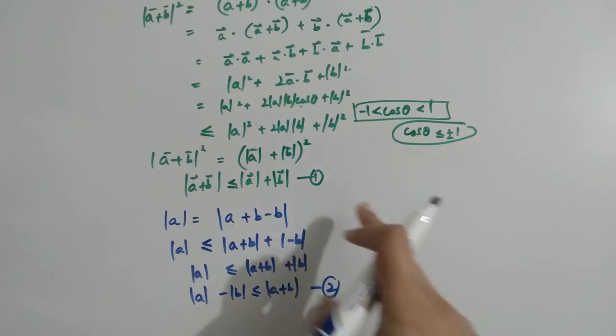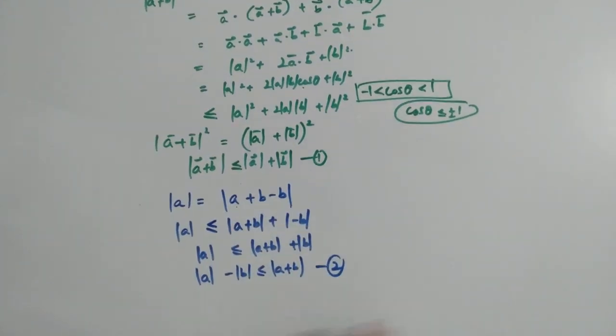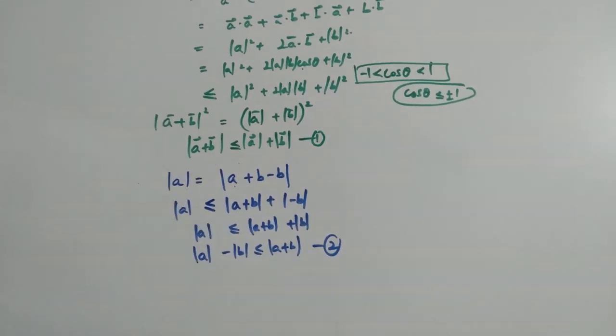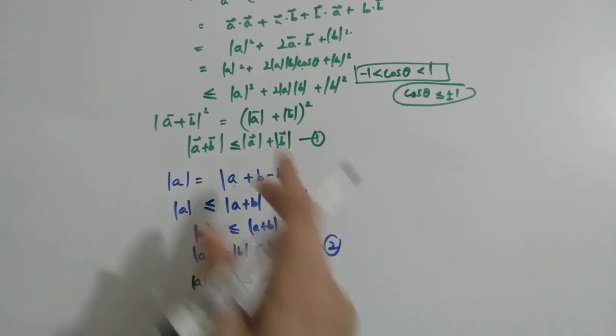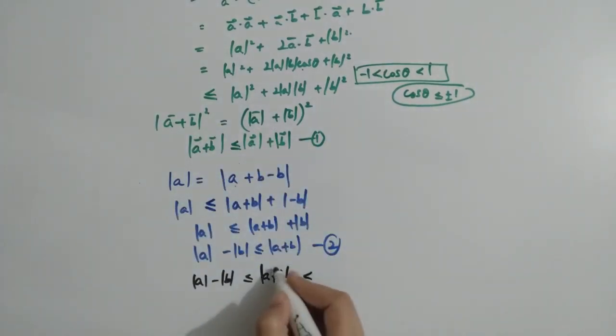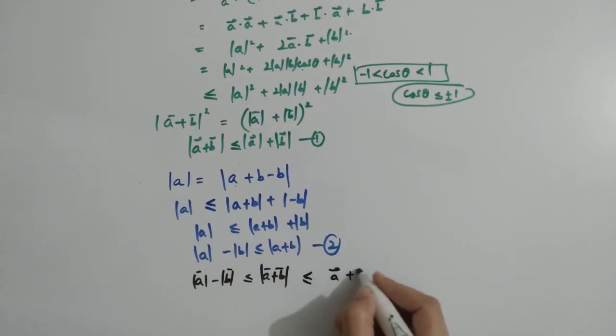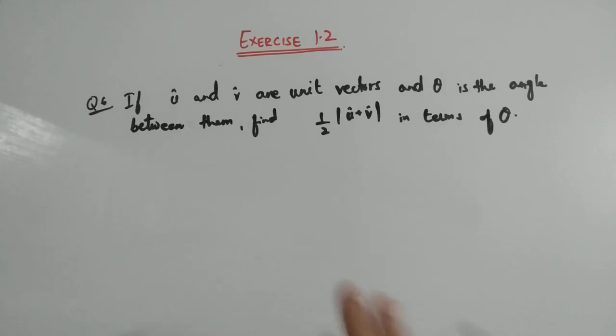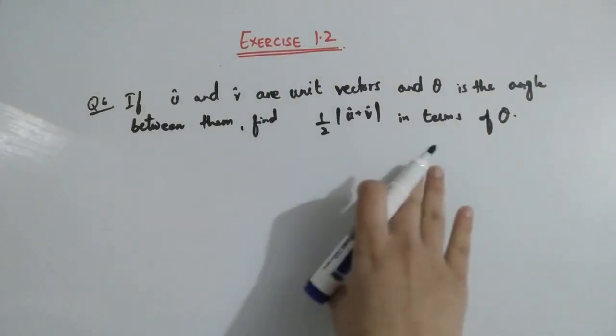Now combining equation number 1 and 2, you will get the answer: ||a| − |b|| less than or equal to |a + b|, and continuing from equation number 1, less than or equal to |a| + |b|. Don't forget to put the vector sign here. Hence proved.